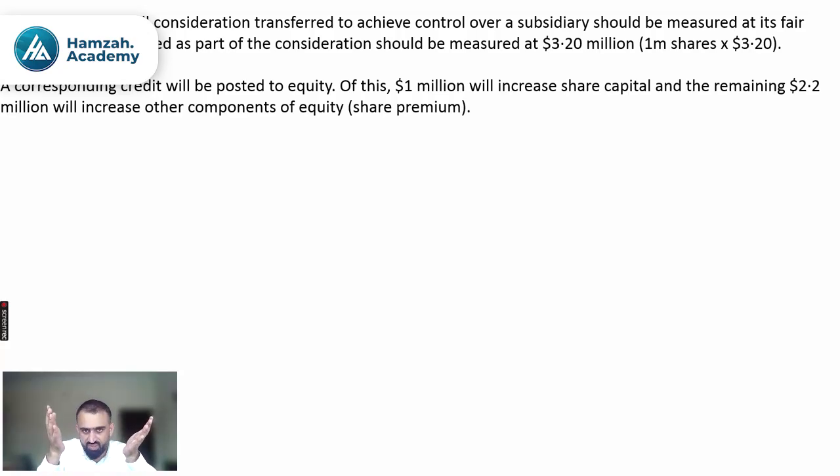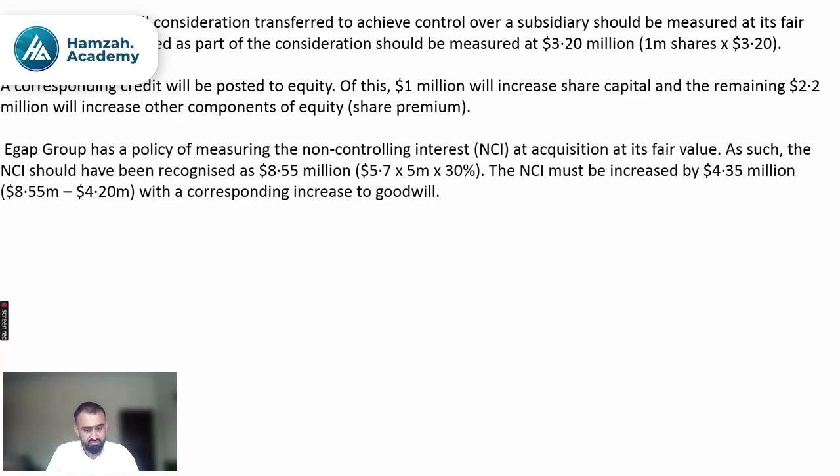So the share consideration should be recorded. The parent company is going to issue 1 million of its shares, and the market value of the parent share at the date of acquisition was 3.2. So a total of 3.2 million consideration will be recorded, and out of 3.2 million, 1 million will be recorded in share capital and 2.2 million will be recorded in the share premium account.